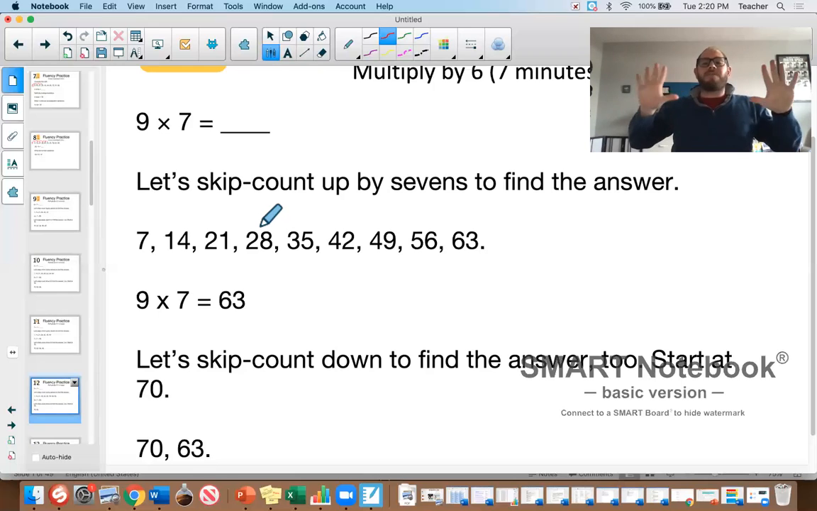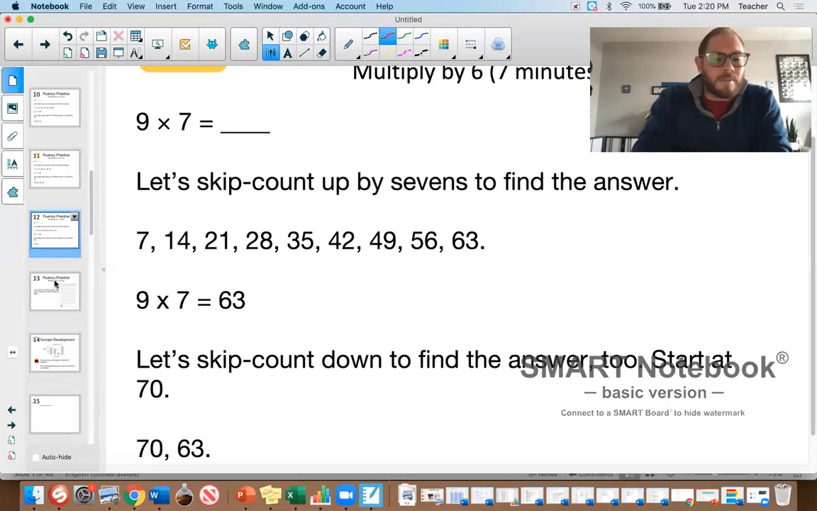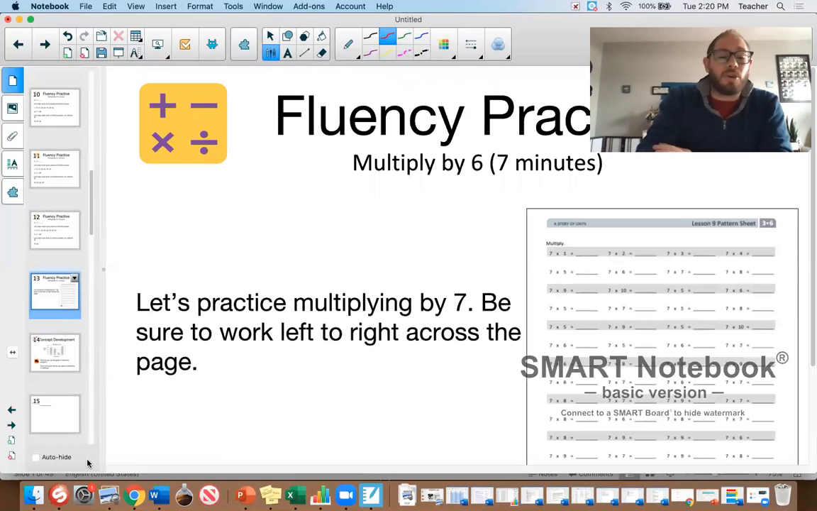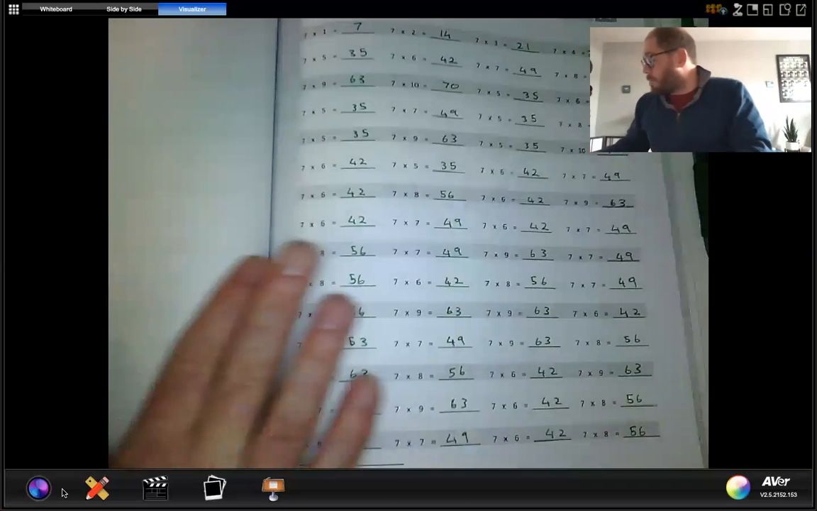And let's count down from 10 groups of 7 down to 9 groups of 7. So we're going to start with our 10 groups of 7. Take away 1. 63. Well done.